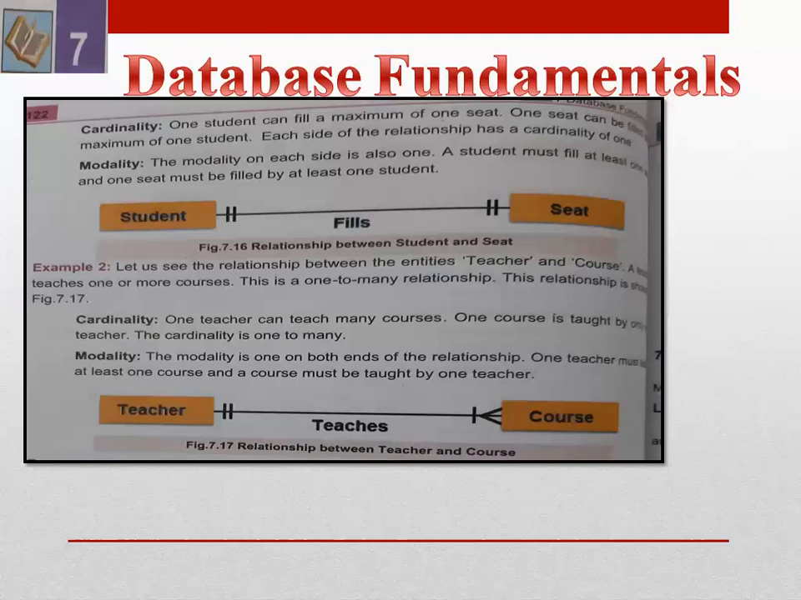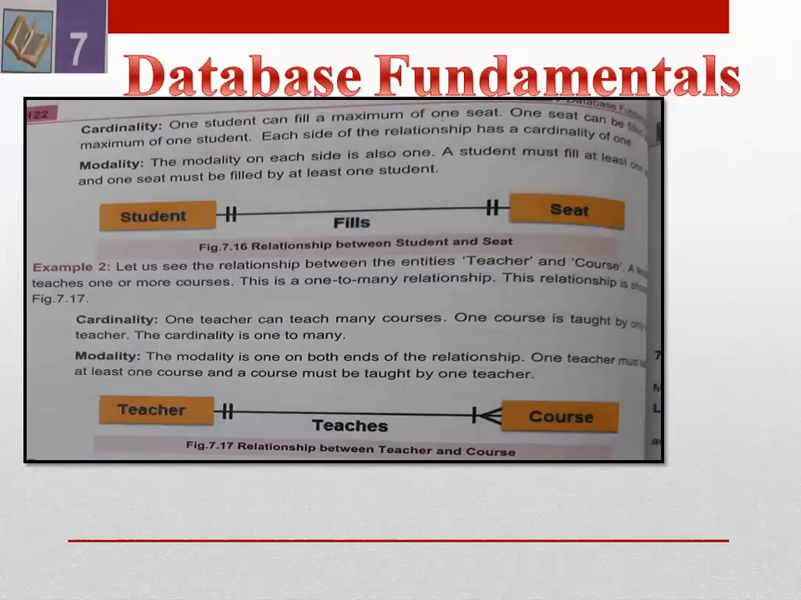Cardinality is one to many, and modality is one on both ends of the relationship. One teacher must teach at least one course, and a course must be taught by one teacher. It means one course must be taught by at least one teacher. So modality is one by one, one on both ends of the relationship.